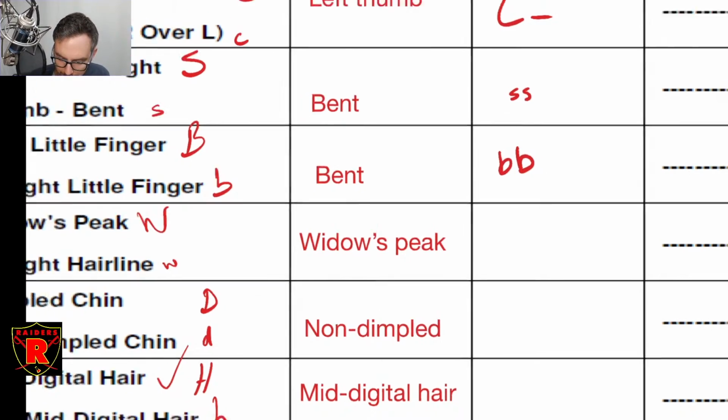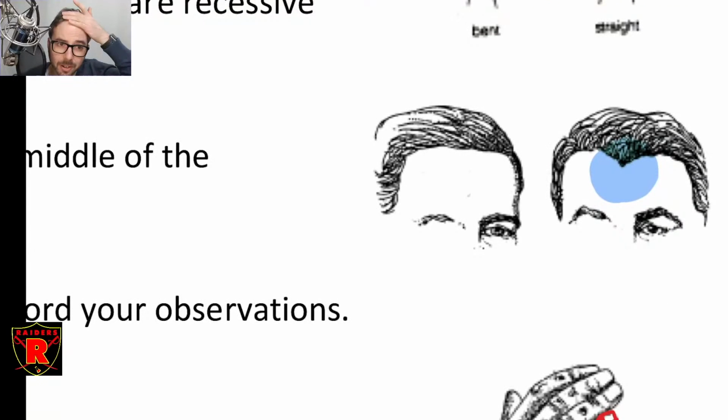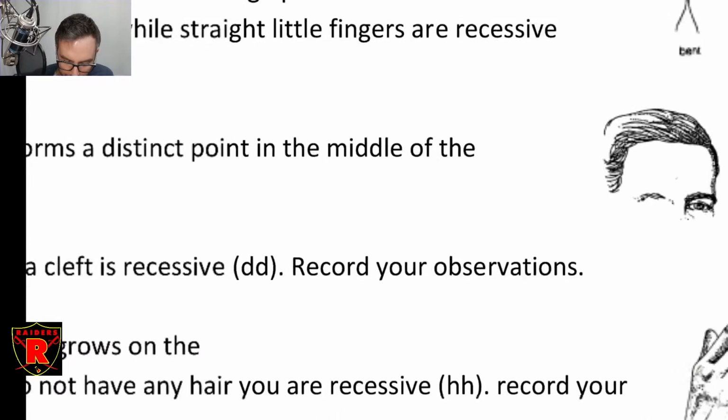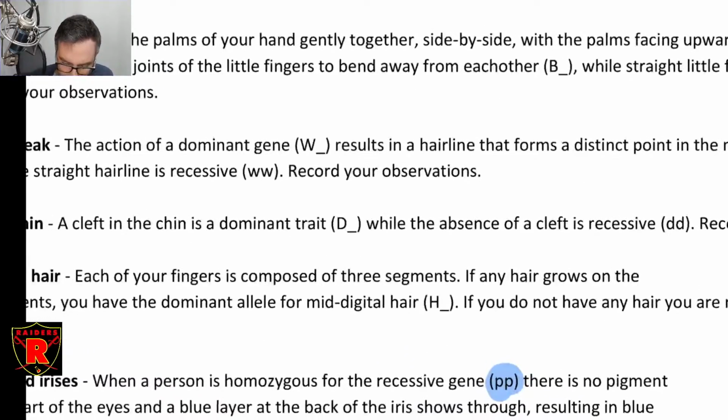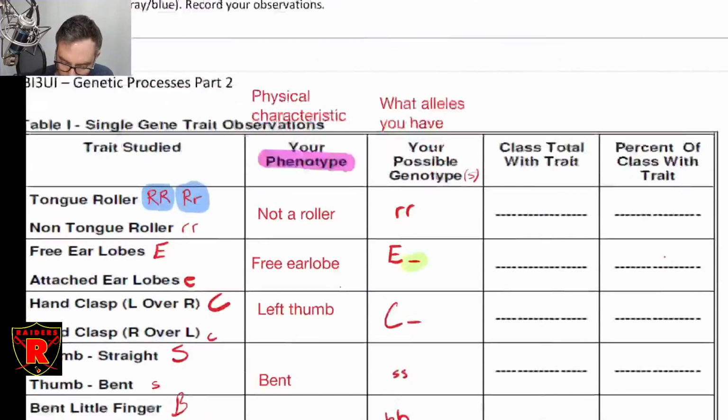Next, the widow's peak. A widow's peak is when your hair comes together and forms a peak at the front. I have a little peak where my hair comes to a peak in the middle. It's not flat across the top. You may need a mirror to figure this out for yourself, but if you have the widow's peak, that's dominant, and they're using W's here to describe that.